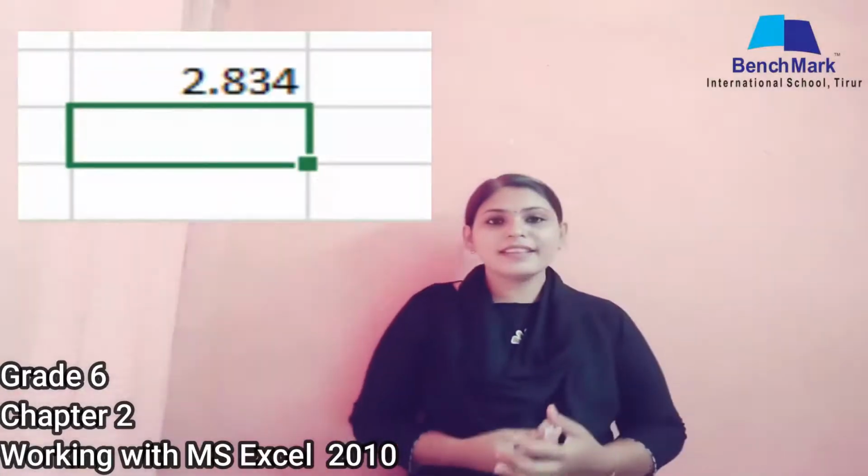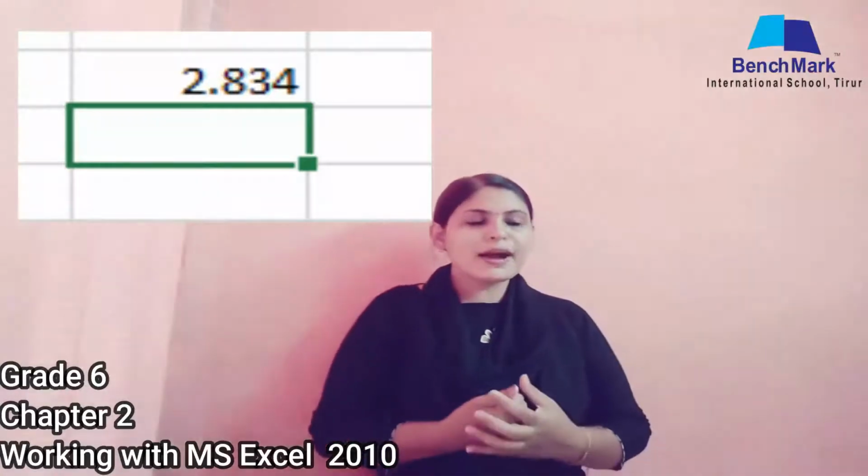Then the value will appear as 2.834. If you enter -3 in the Places box and go back to the Excel sheet and type 283, then the value will be 283000. Next, we will discuss how to enter a date or a time in a cell.